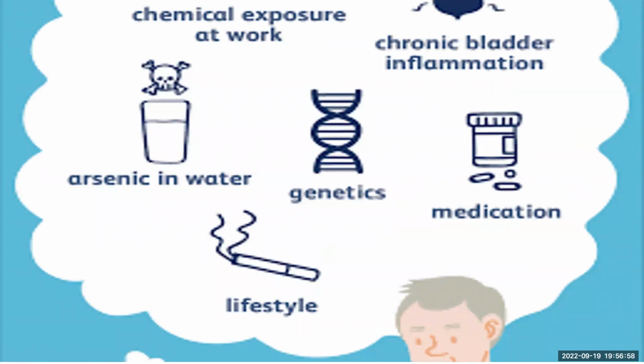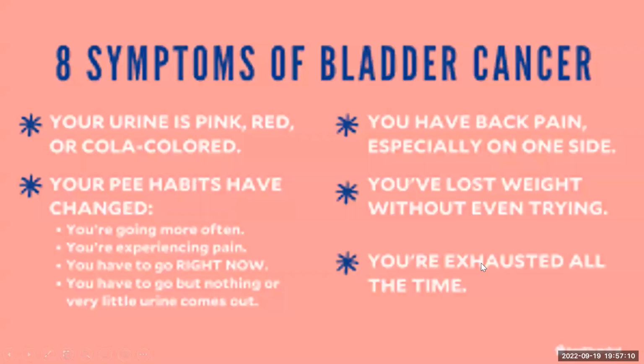What are the causes of bladder tumor? First one is arsenic in water, when the water is infested with arsenic. Then genetics, medications, and lifestyle. Now this is important, please note these points: the main 8 symptoms of bladder cancer.